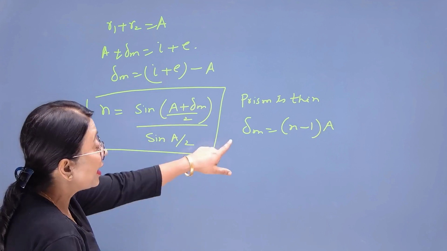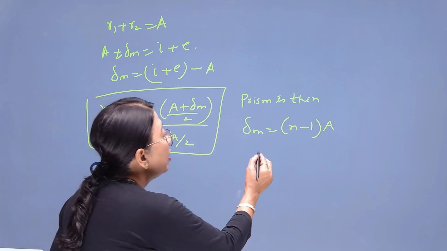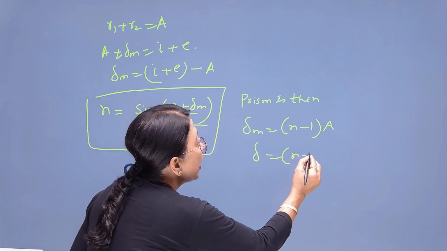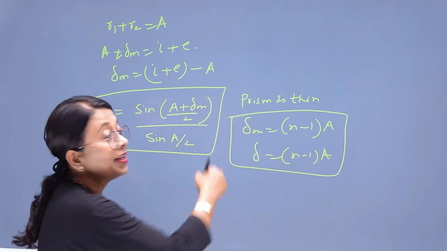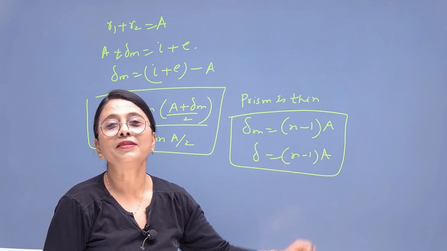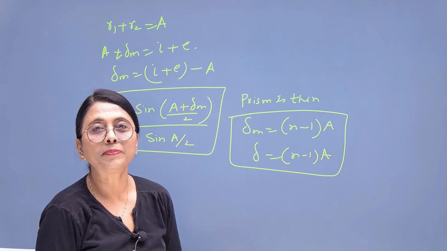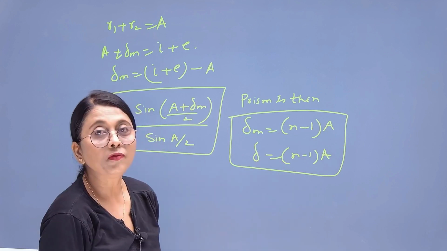Correct? अगर ये del m भी नहीं है, del है, तब भी क्या होगा? Del will be equal to n minus 1 into a. मैंने फॉर्मूले आपको इसलिए बताए हैं जिससे कि हम इसके बाद न्यूमेरिकल्स आराम से कर सकें. And the concept I think is clear. So now we start with the numericals.